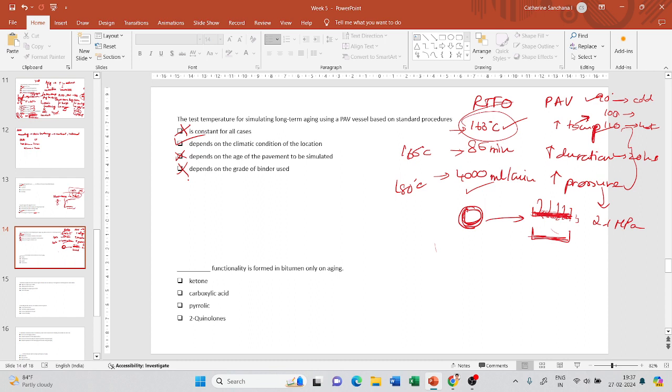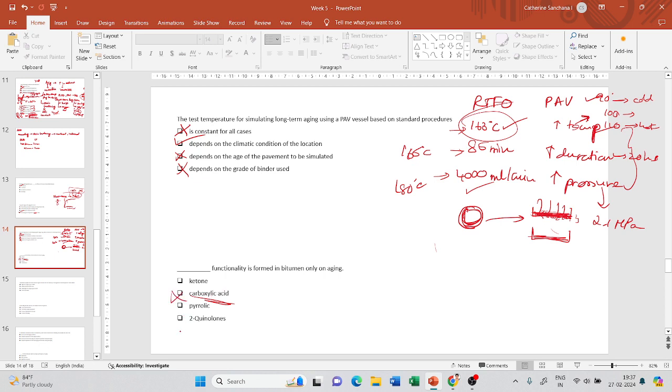So moving on to the next question, which is: dash functionality is formed in bitumen only on aging. When I explained the four functional groups which are formed on aging, which are ketones, sulfoxides, anhydrides and carboxylic acid, I said that carboxylic acid is present both before and after aging. So it is not formed only on aging. So this is not the answer.